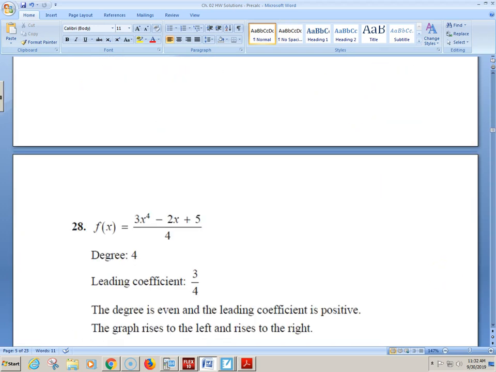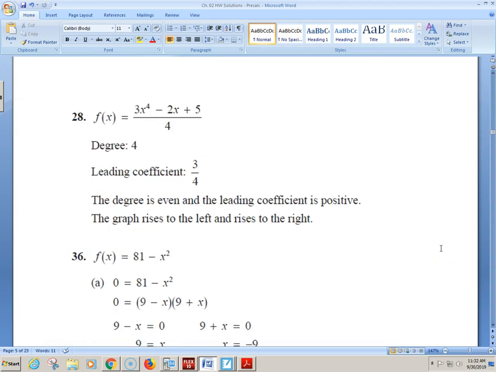But the next guy was an even degree polynomial. But my question is, you get that the leading coefficient was 3/4, not just 3. Whenever you have something like a division by a constant, what was it? 3x to the 4th minus 2x plus 5, all over 4. Question, what's another way of writing divide by 4?